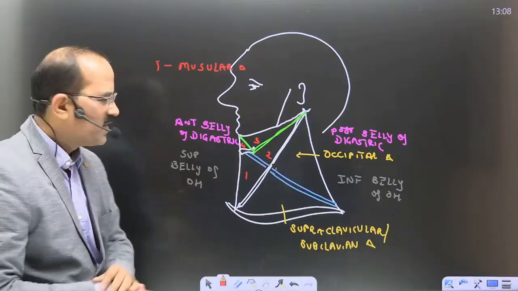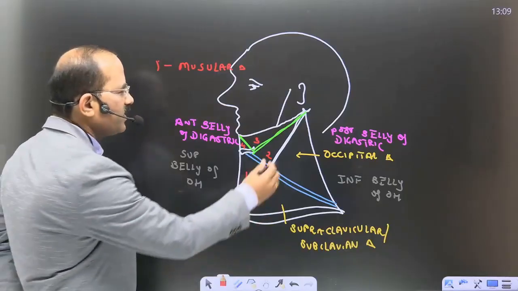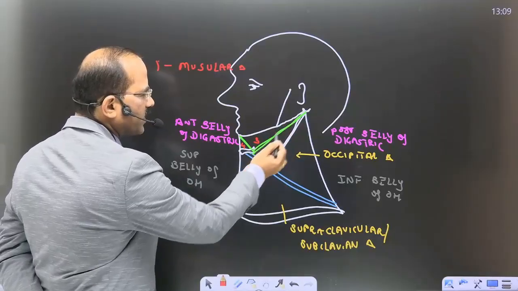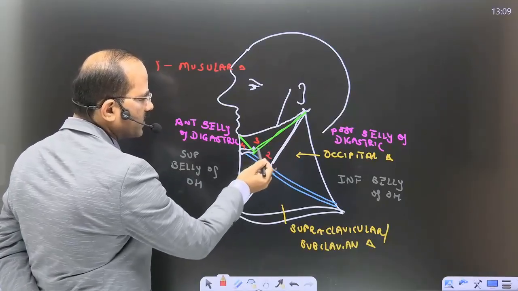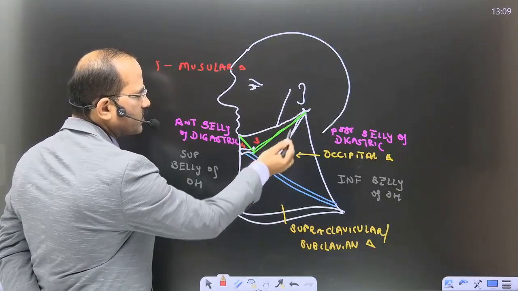Perfect. Very good. Coming to triangle number 2, let us understand the boundaries of this triangle here, students. What is this here? The sternocleidomastoid behind. What's this in front? The posterior belly of digastric here. And what's that? The superior belly of omohyoid. So this is the triangle that I'm telling you.